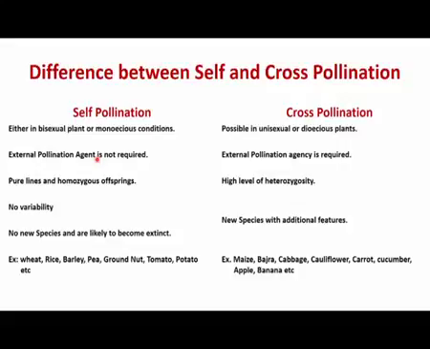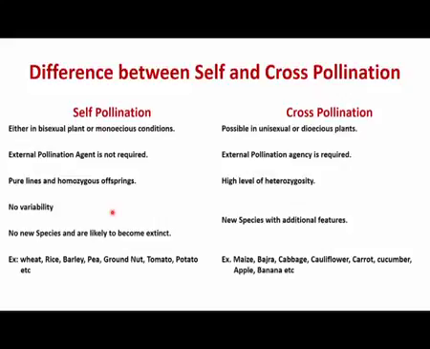Self pollination always gives pure lines and generates offspring which are mostly homozygous, whereas cross pollination creates a lot of heterogeneity in the genetic makeup, which brings more variability in the system. In self pollination there is no variability, so that does not allow newer species, and because this plant cannot have newer species, it may not be able to withstand environmental as well as other kinds of changes happening in the system.